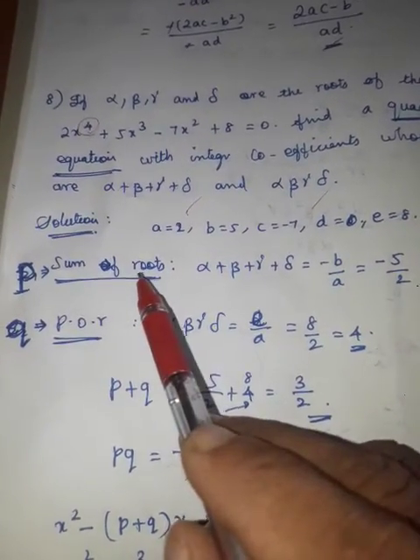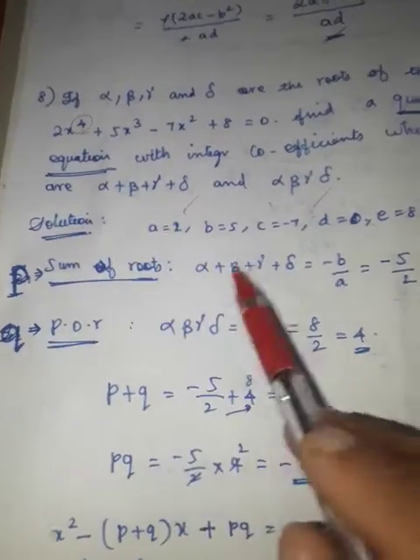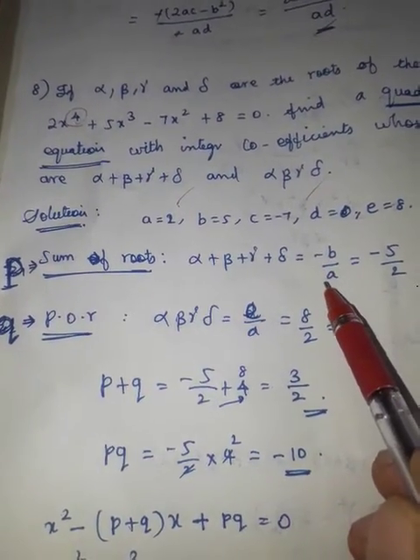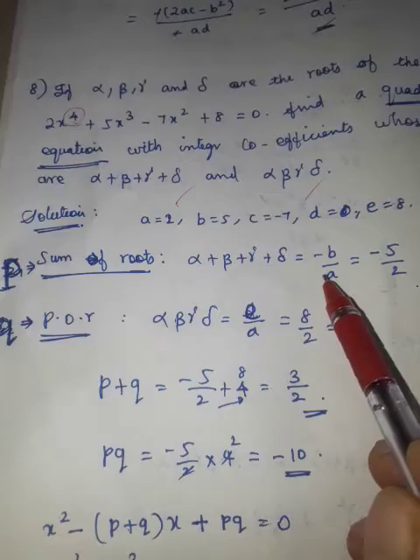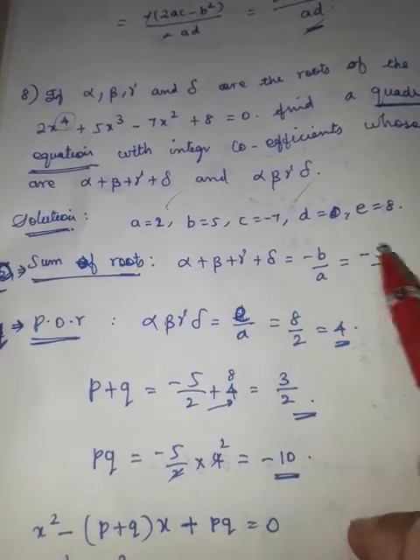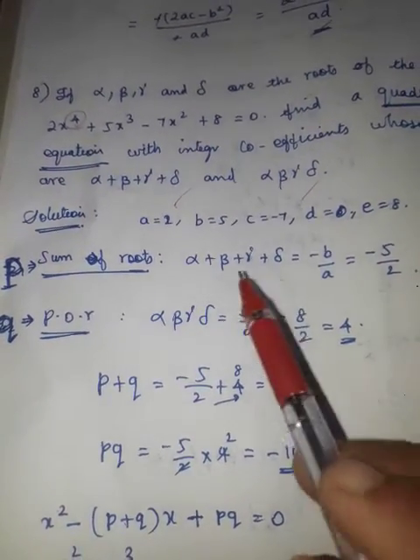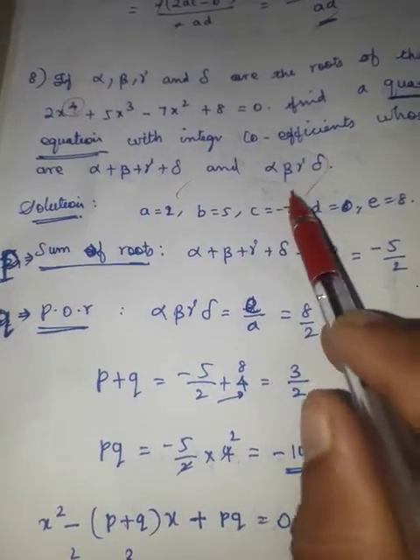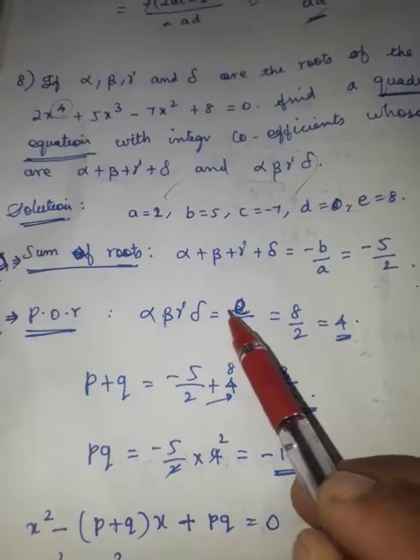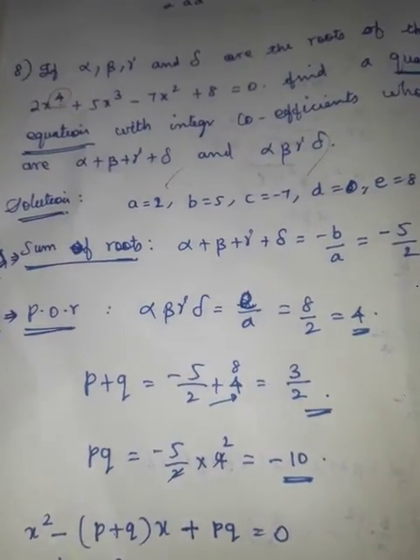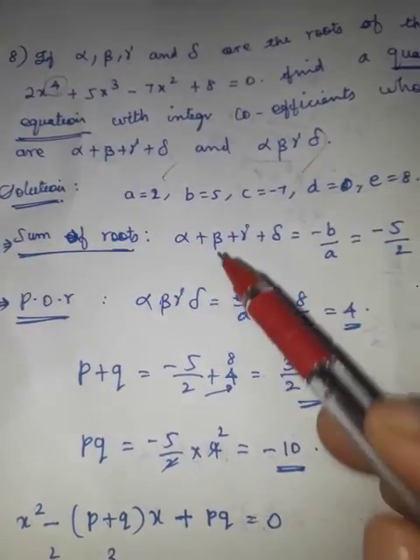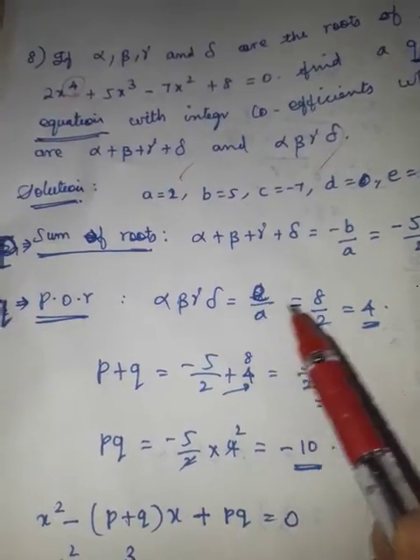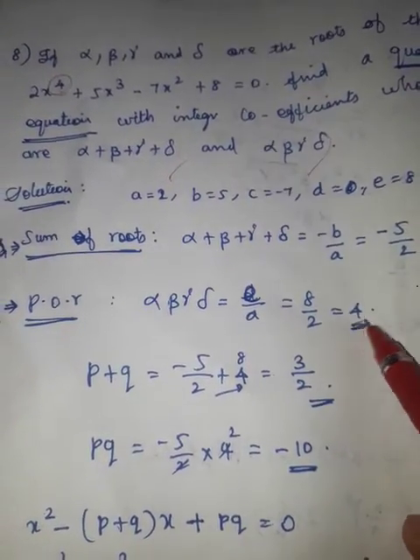So the sum of roots formula is minus b by a. Applying this, minus 5 by 2. Then this one is the product of the roots. The product of the roots value is plus e by a, not minus. This is the fourth degree equation formula for the product of roots. So e value 8 by 2, we get 4.